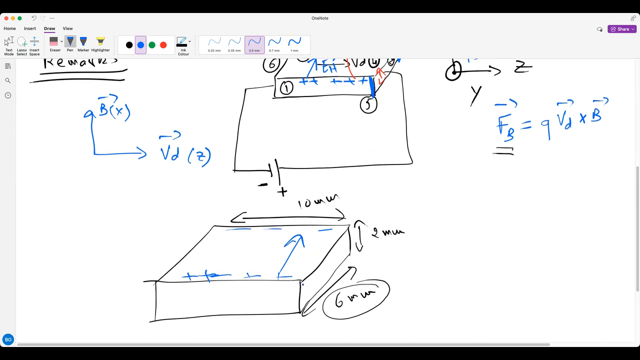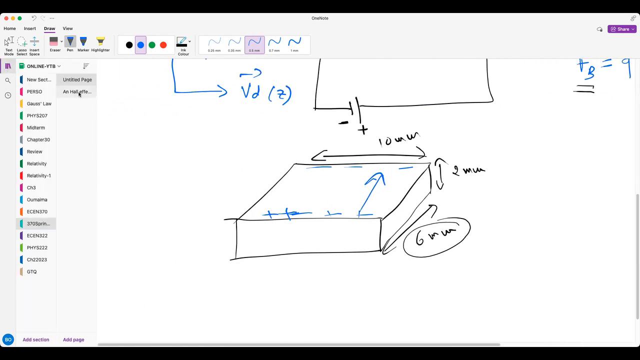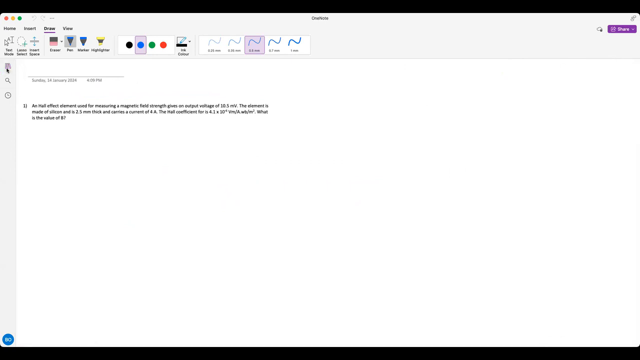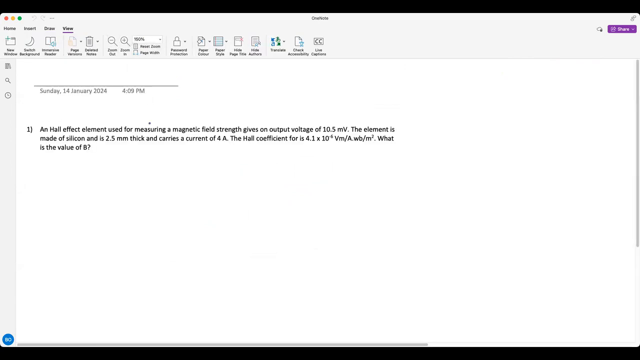But I just wanted to mention this so that you don't get confused. We will do some problems about it, but let's give this example before going to the next.